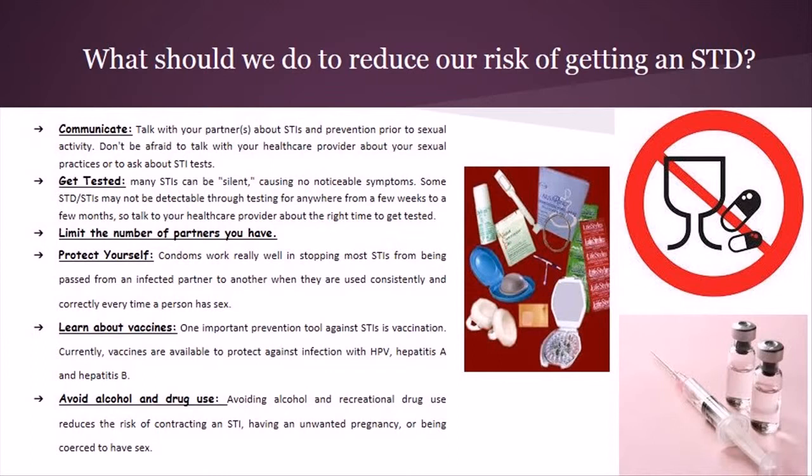Limit the number of partners you have. Protect yourself. Condoms work really well in stopping most STIs from being passed from an infected partner to another when they're used consistently and correctly every time a person has sex. Learn about vaccines. One important prevention tool against STIs is vaccination. Currently, vaccines are available to protect against infection with HPV, hepatitis A and hepatitis B. Avoid alcohol and drug use. Avoiding alcohol and recreational drug use reduces the risk of contracting an STI, having an unwanted pregnancy, or being coerced to have sex.